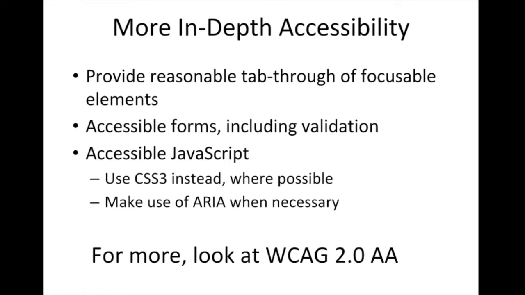And accessible JavaScript is another major one. JavaScript is notorious for being problematic. In a lot of cases, you can use cascading style sheets. The latest version, CSS 3, allows you to do lots of things like accordion menus. You don't have to do JavaScript with those anymore. You can do it entirely with styling. For those things that you still need to use JavaScript, you may want to look at ARIA.